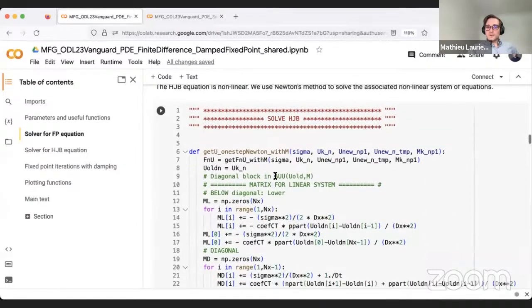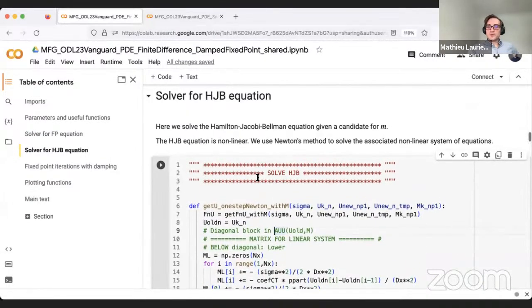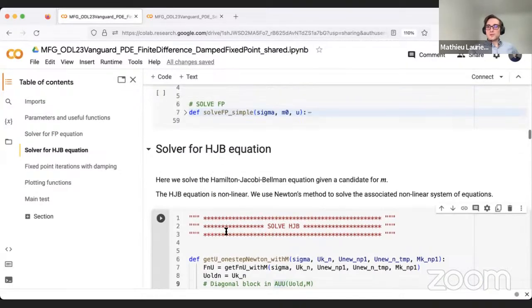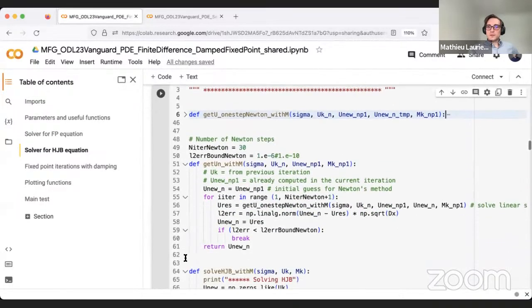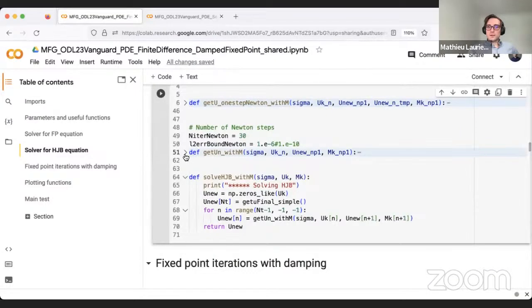So this was the easy part in some sense. The more complicated part is the AJB equation. Intuitively, here there is going to be a loop backward in time. We start from the terminal time. We know the terminal cost, and then we go backward in time, starting from nt minus 1 until time 0. Here it takes one line of code, but it relies on this function that I have implemented before.